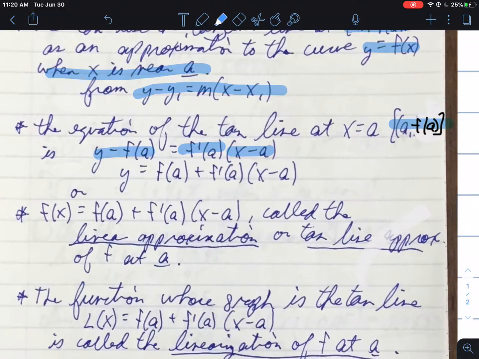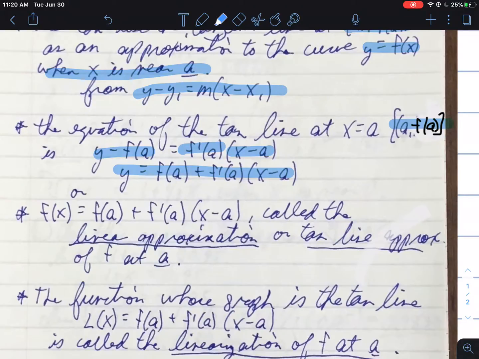So y minus y1 equals m times x minus x1 equivalently is y minus f of a equals f prime at a times x minus a. Same equation, just different notation. And then I took that equation and solved it for y, so I just rewrote it as y equals f of a plus f prime of a times x minus a. Same equation, just rewritten.